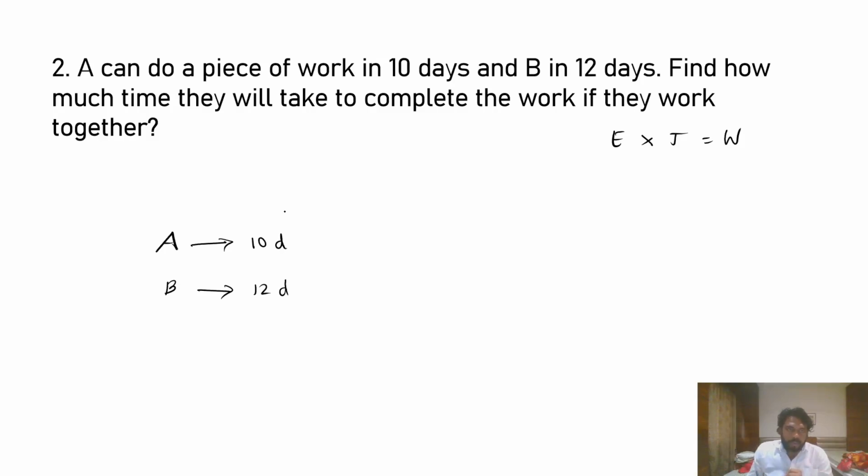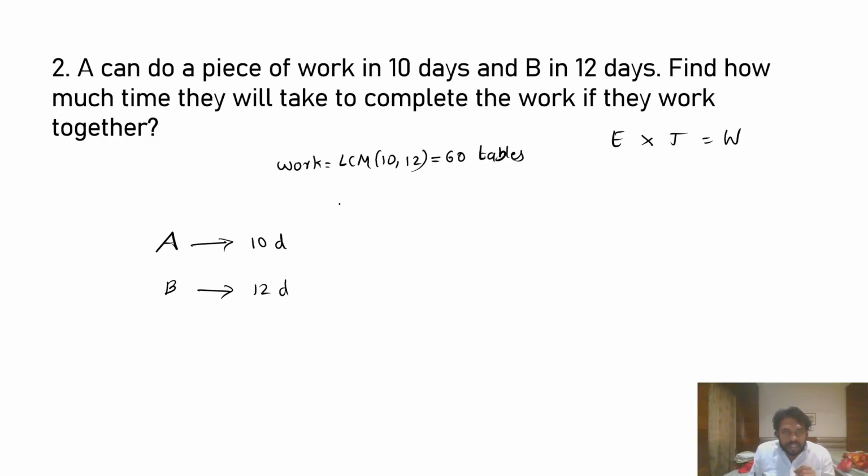So I'll assume the work as the LCM of 10 and 12. Why I'm taking 10 and 12 is, the reason is this, guys. You need to take the LCM of 10 and 12 and assume it as work. So what is the LCM of 10 and 12? It is 60. So consider 60 units of work. Or else, assume they are making tables for a classroom, 60 tables.